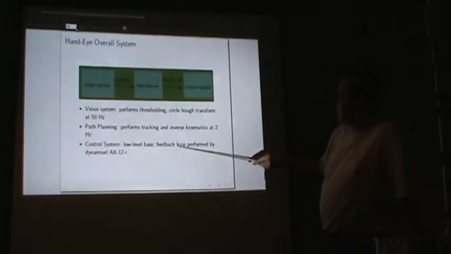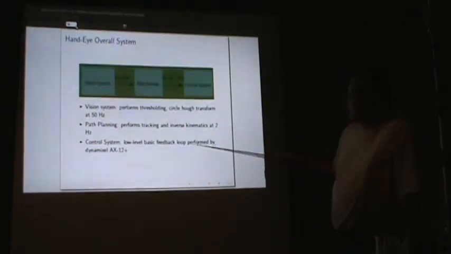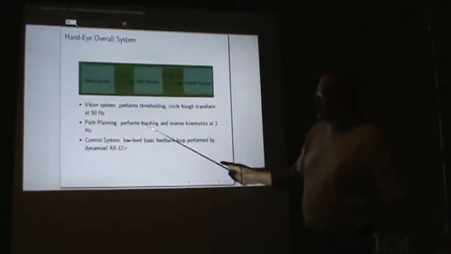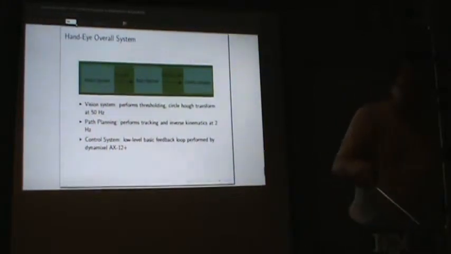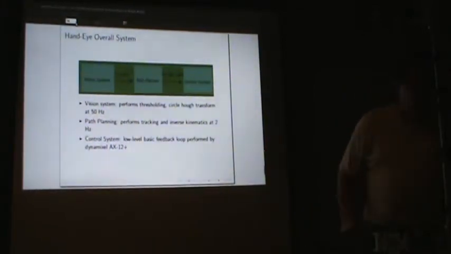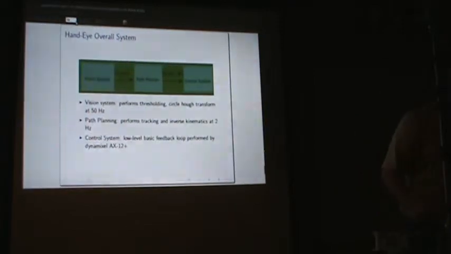The control system basically has a lower-level feedback loop, so I'm not doing that. Every joint has its own feedback system. I think it's just PID.